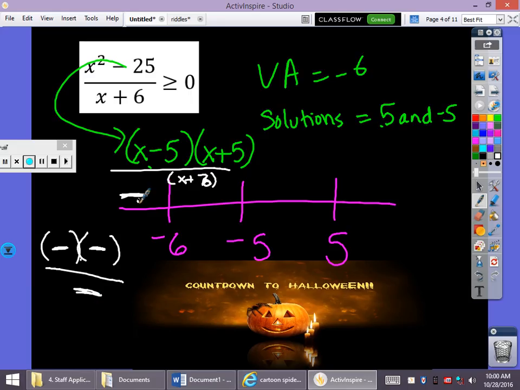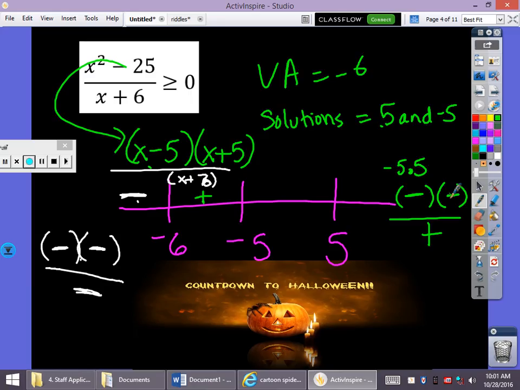All right, give me a number between -6 and -5. -5.5. Okay. -5.5 minus 5, positive or negative? -5.5 plus 5, negative. -5.5 plus 6, positive. Do I have an even or an odd number of negatives? Even, therefore my answer is positive. Also negative times negative is positive. Positive divided by positive is a positive.